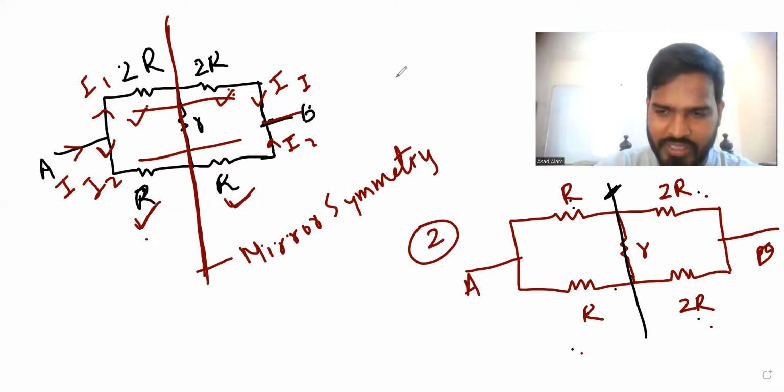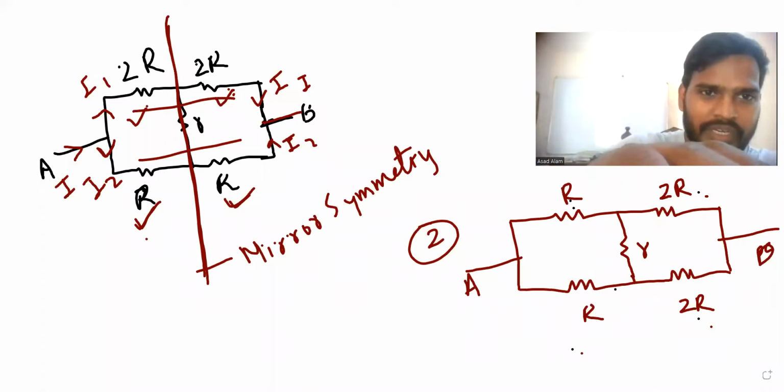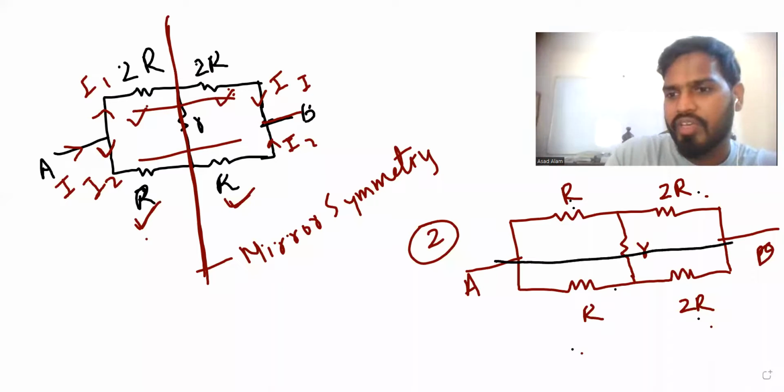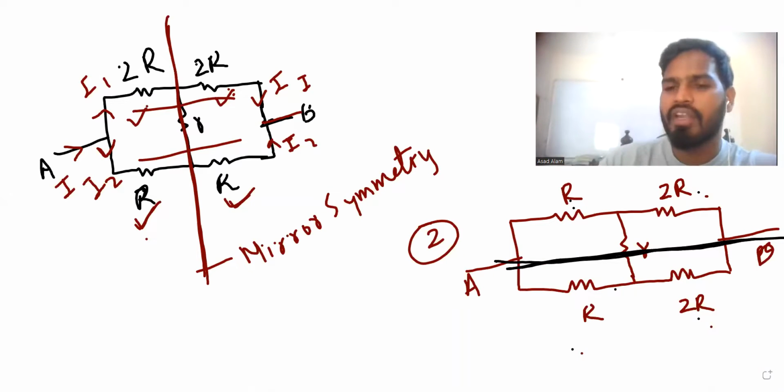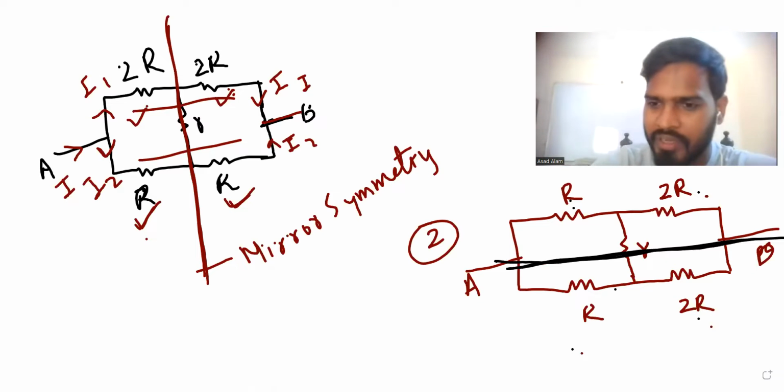So another symmetry is there. We cannot do it by mirror symmetry. Another symmetry we can use here is the folding symmetry across A and B. So it is a folding symmetry. If you fold it, R, R, R, R.